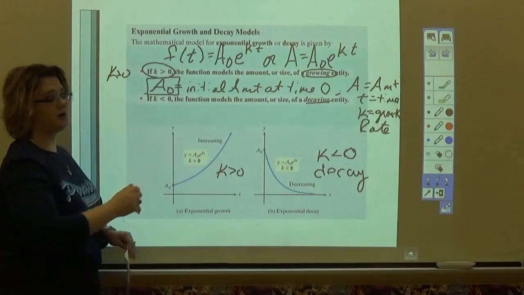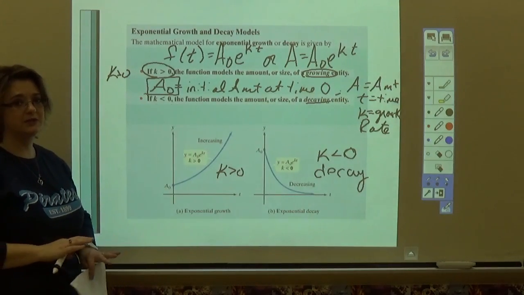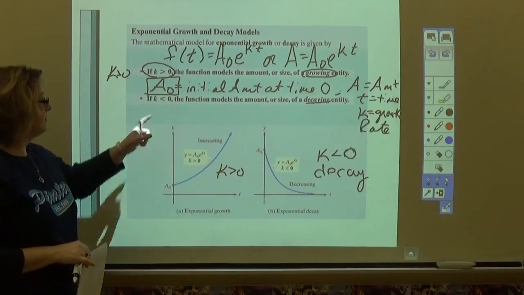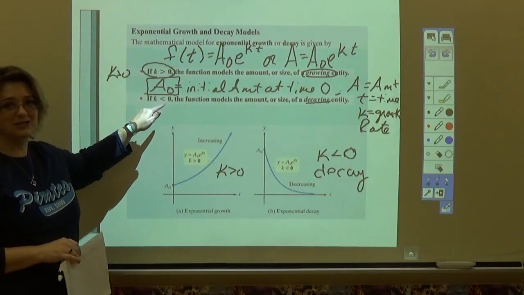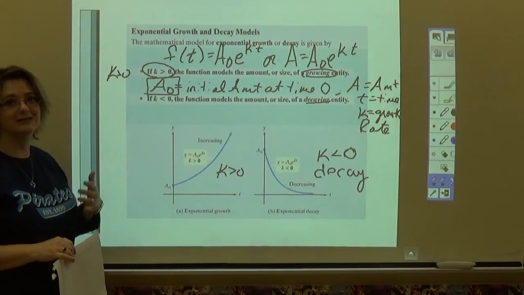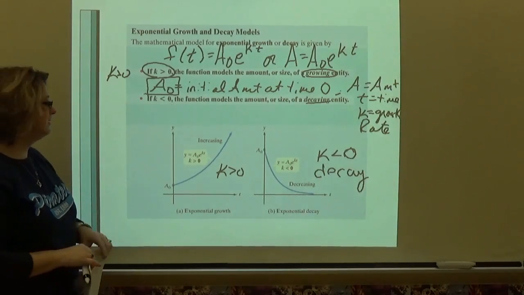This notation is for anything. V sub 0, A sub 0, M sub 0. Anytime it has a subscript of 0, it's the initial amount, initial mass, initial velocity. You'll see that a lot in a physics class.